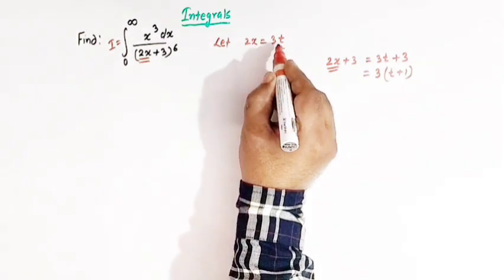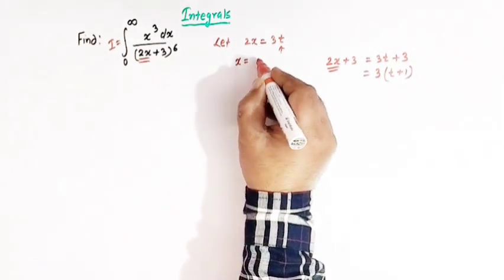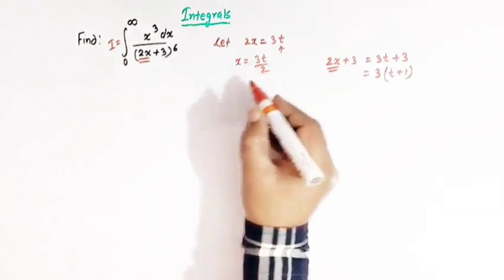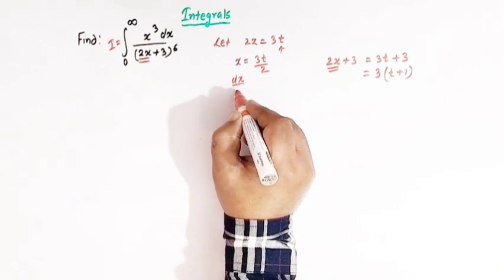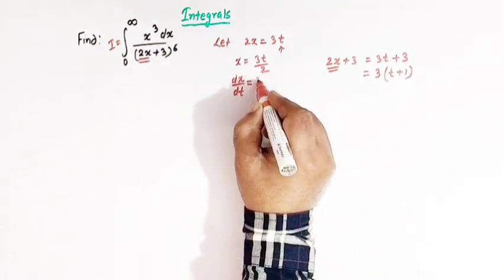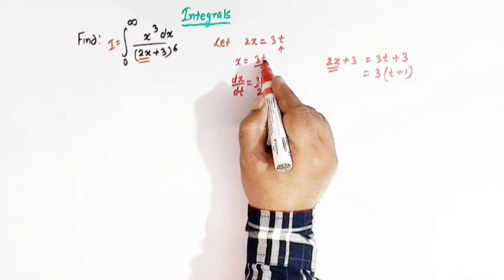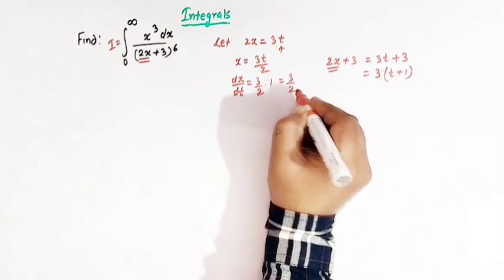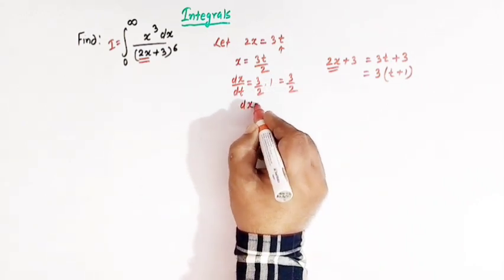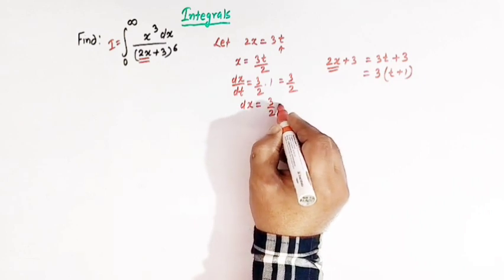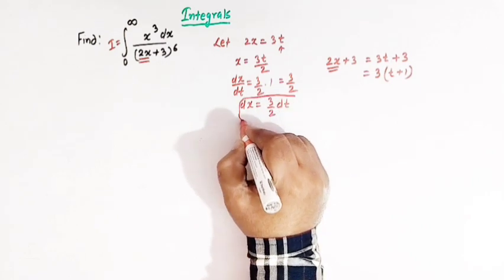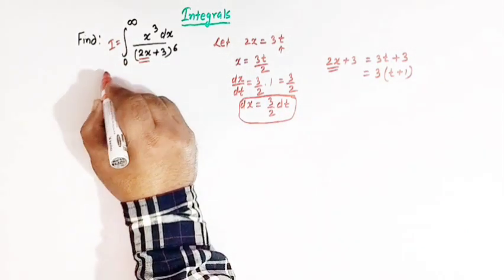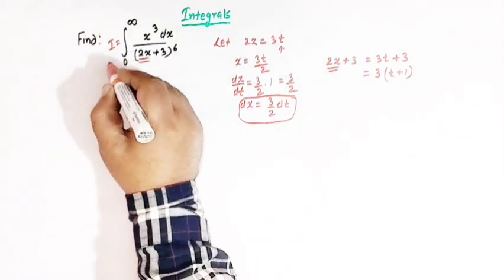So when 2x = 3t, we have x = 3t/2. Let us differentiate both sides with respect to t. So dx/dt = 3/2 times 1, because the derivative of t with respect to t is 1. So dx = (3/2) dt, and let us change the limits accordingly.